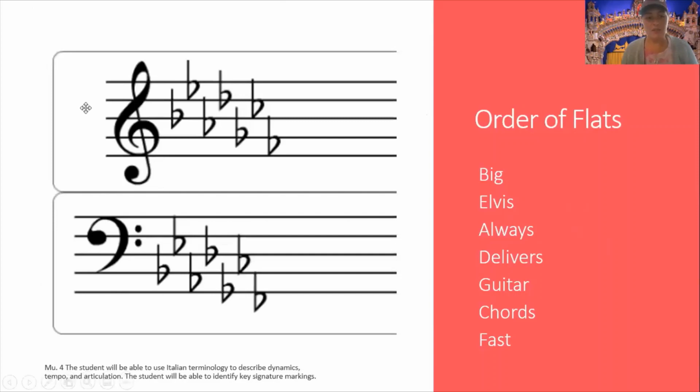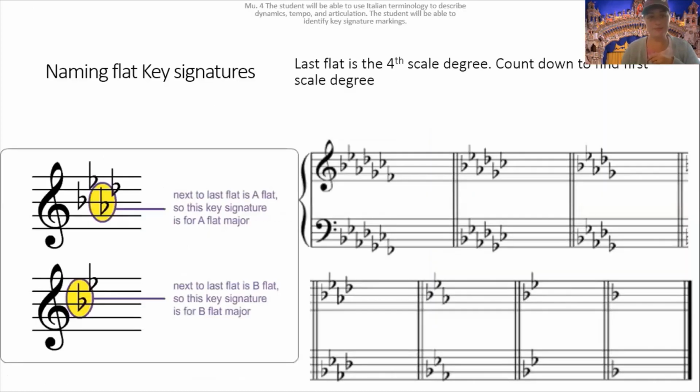Flats have a similar order. We start with the letter B, and Big Elvis always delivers guitar chords fast. You can Google all kinds of different variations. Pick the one that works for you. And so it matches, same in the treble clef and the bass clef, follows a lovely little pattern.